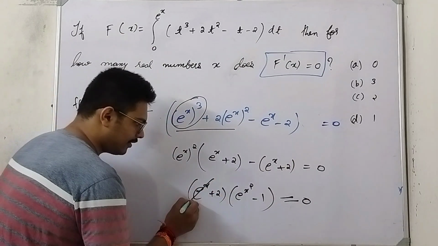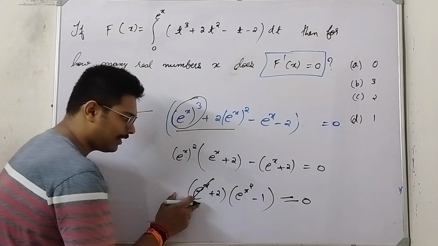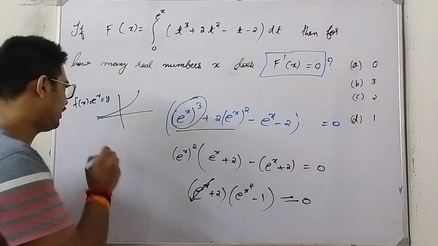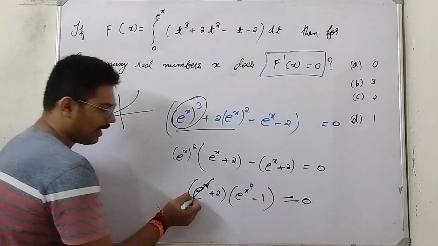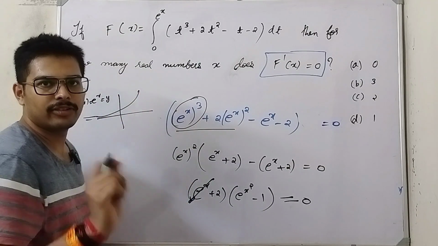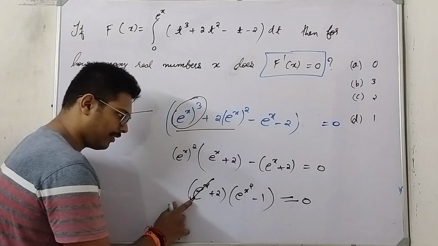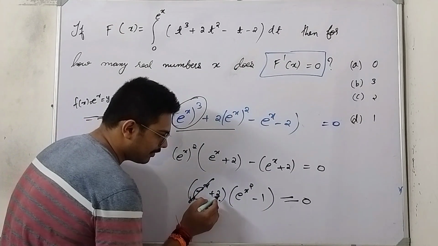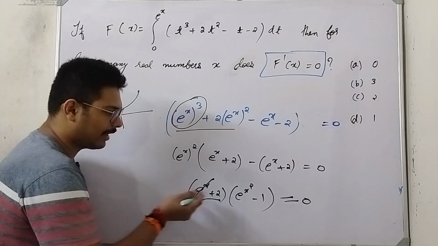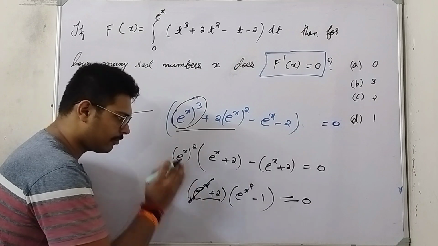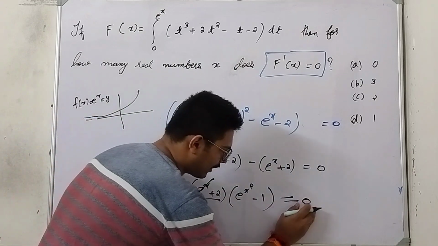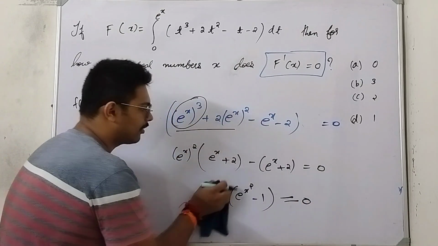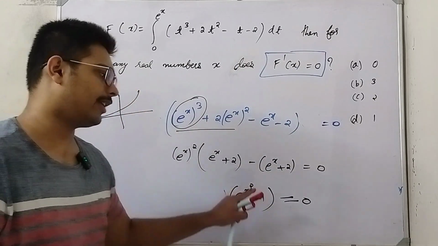No. The minimum value e^x can have is slightly greater than 0, but it can never become negative or 0, which means it is always a positive value. Positive value plus 2 is greater than 0, it is always positive, so you can cancel it out. So the only possibility is e^(x^2) minus 1 equal to 0.